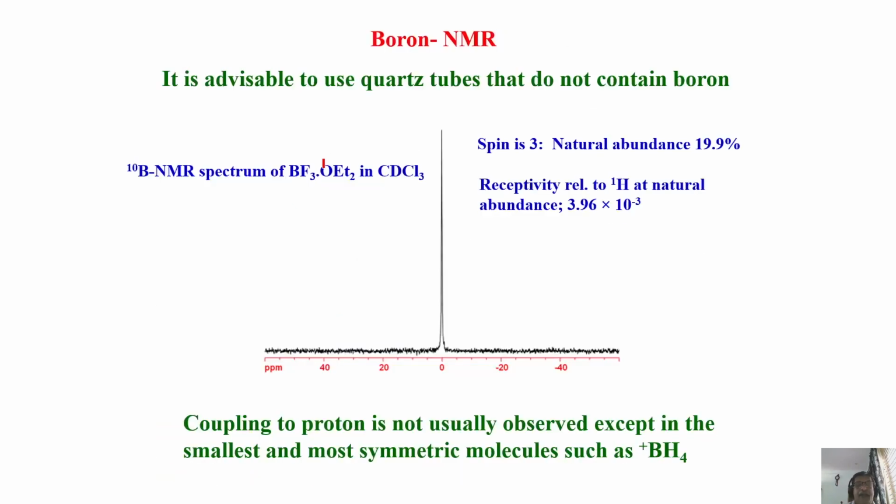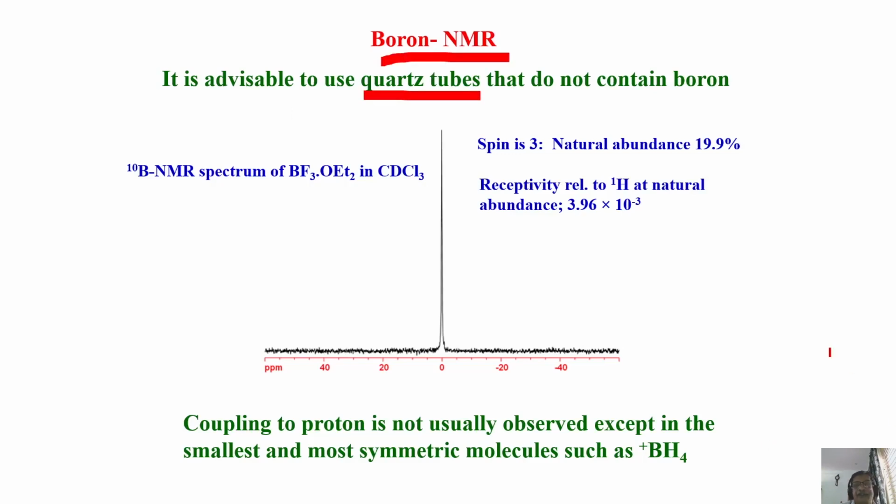Now we'll go to boron NMR. NMR tubes are sometimes made of borosilicate glass, which contains boron. So if you are looking for boron, you should not use borosilicate glass because you get a boron signal from the NMR sample tube. The advised thing for such situations is to use quartz tubes. Remember, you have to use quartz NMR tubes when you want to study boron NMR.